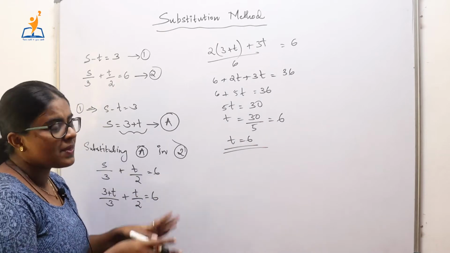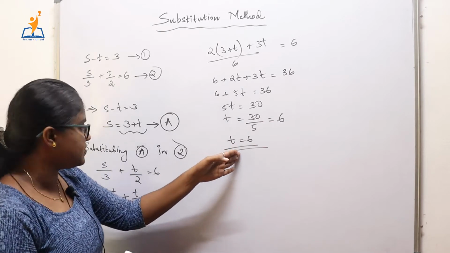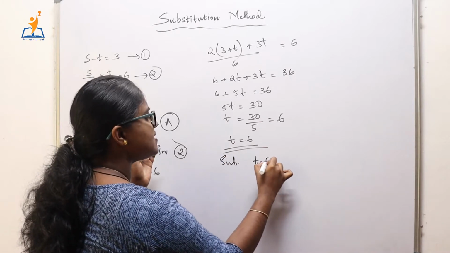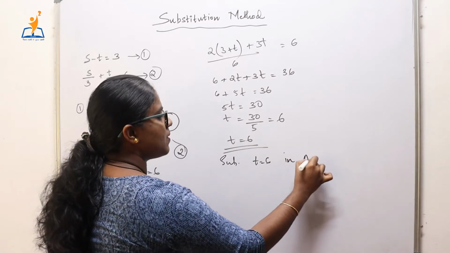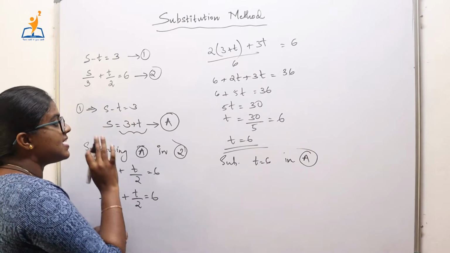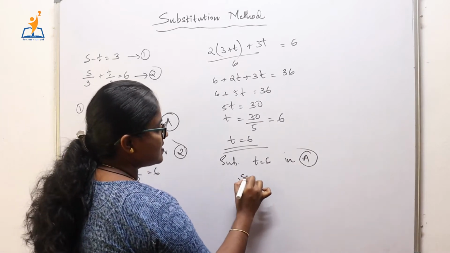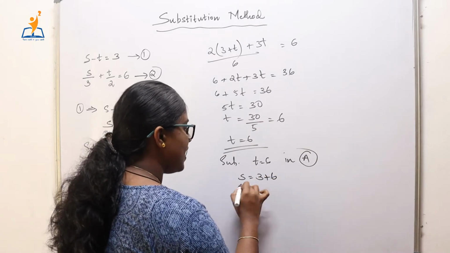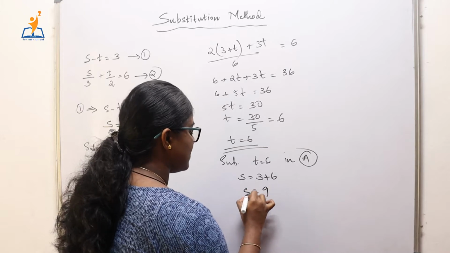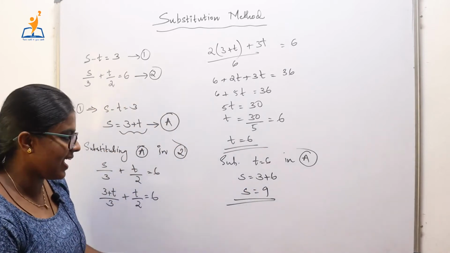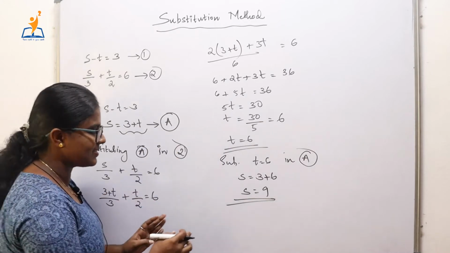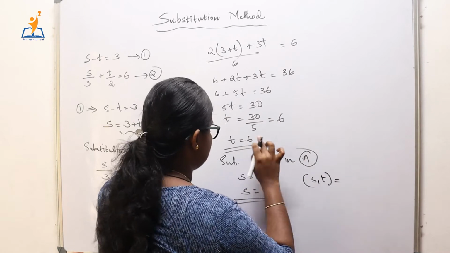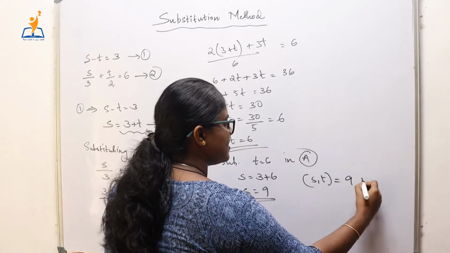Now what's the next step? We are going to substitute the value of t in equation A. That is, substituting t equals 6 in equation A. Now equation A is s equals 3 plus t. That is s equals 3 plus 6, which we found out here, and now s becomes 9. So the value we got for s is 9 and the value we got for t is 6. So (s, t) is our solution, and that is s is 9 and t is 6.